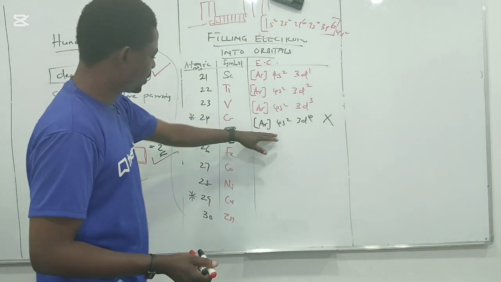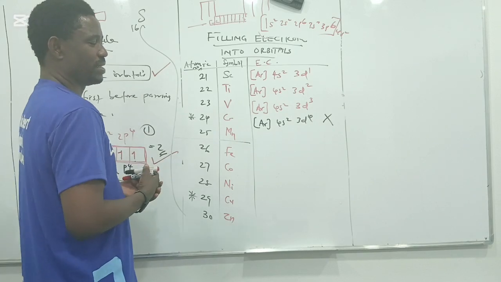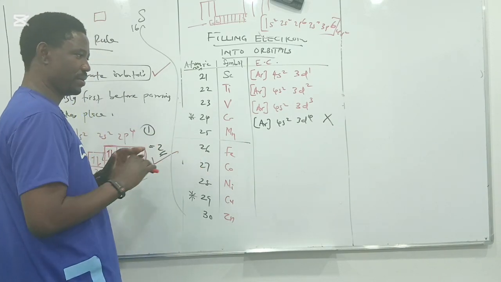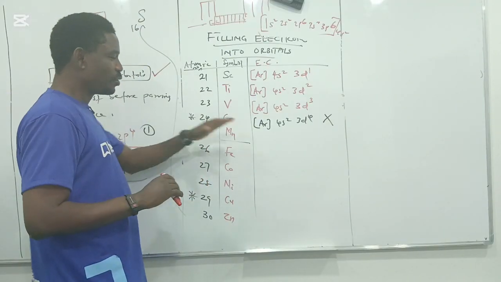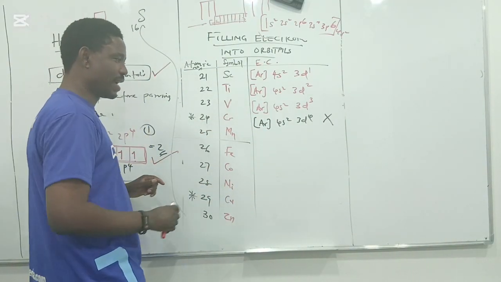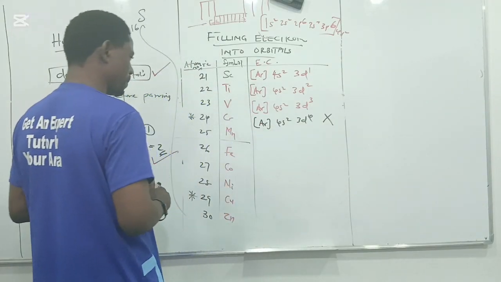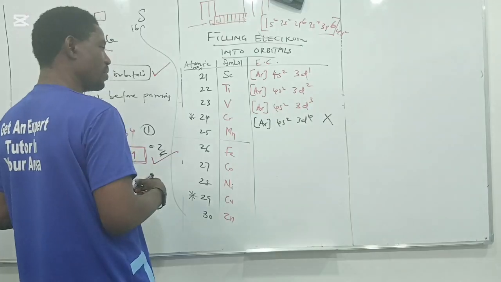Now, look at this particular chromium. Chromium just behaves like a normal human being that wants peace in the house. Let me show you why chromium is a very nice guy, so you'll be able to understand its electronic configuration perfectly. Let's see how it goes. Look at chromium. Chromium is 4s2, 3d4.